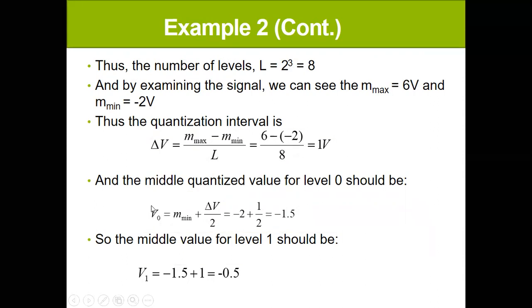Now, our first quantization level, V0, is Vmin plus delta V by 2 as per our formula. So -2, delta V is 1, 1 by 2, 0.5. So -1.5 volt. So what will be V1? V1 is this one plus our delta V of 1 volt. Okay, so -0.5, and so on. We can find V2 just by adding 1, which will be 0.5. V3, just add to V2, this one means 1.5, and so on until level 7. We can go ahead and calculate all the values.